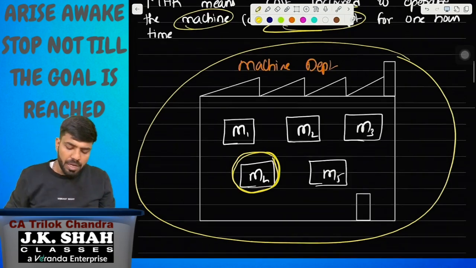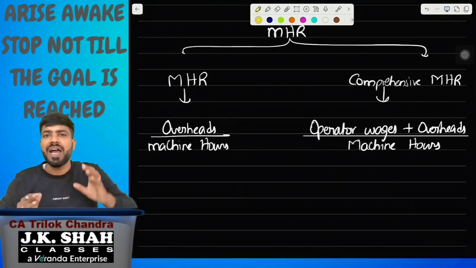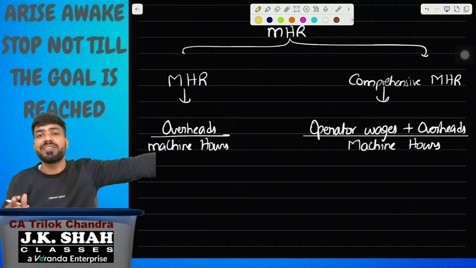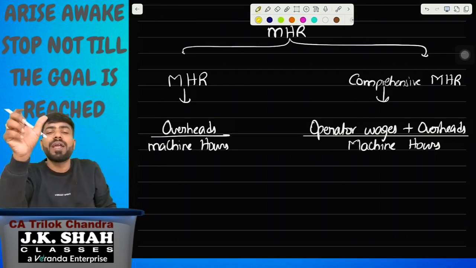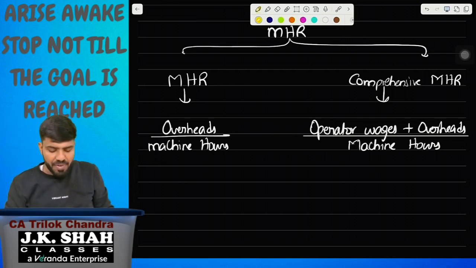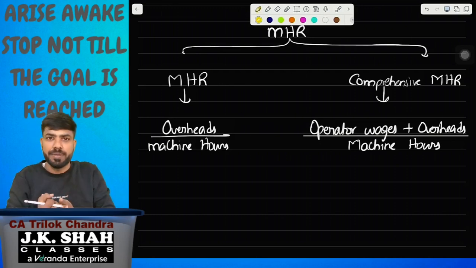Now there are two types of machine hour rates. What are the two types? Machine hour rate we already discussed while discussing the absorption rate. Machine hour rate equals overheads divided by machine hours. The same formula I am taking here. The second is the comprehensive machine hour rate.